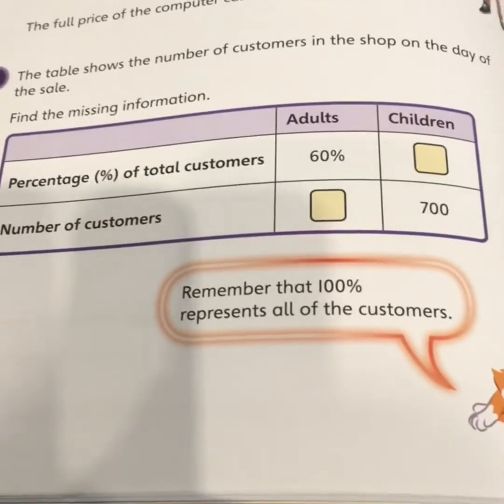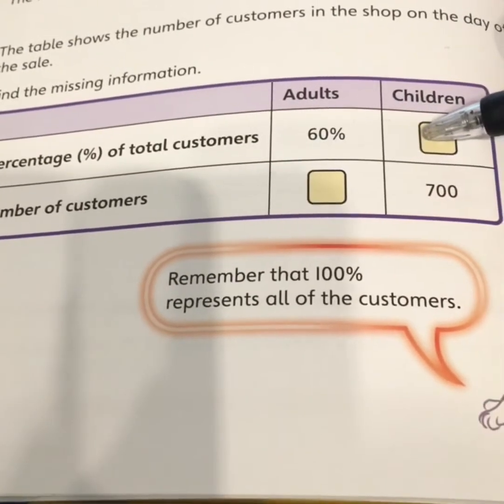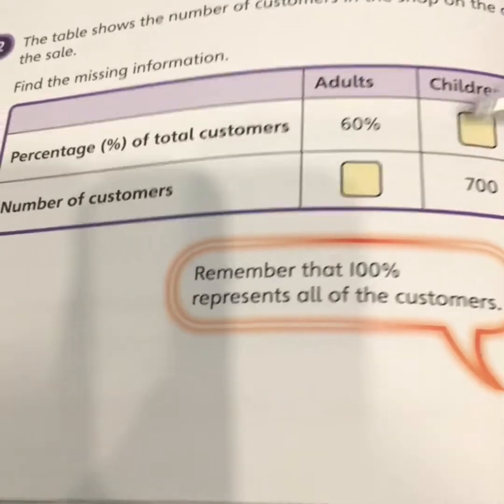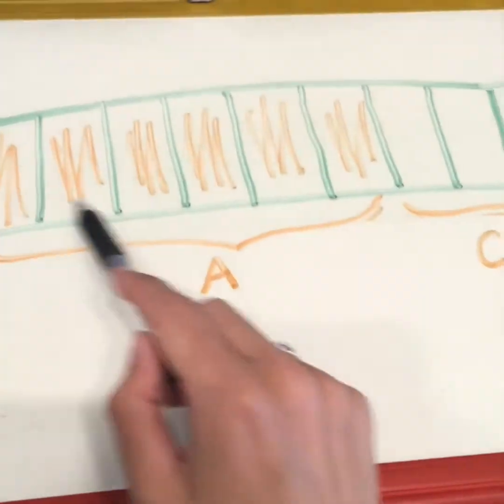Okay. Answer time. So, if you know that 60% were adults, what percentage is children? Well, it would be 40 because they've got to add up to 100. So I've drawn my little bar model. I've cut it into parts where each part is 10%. So I've got 10 parts. Here's my 60% that is adults.